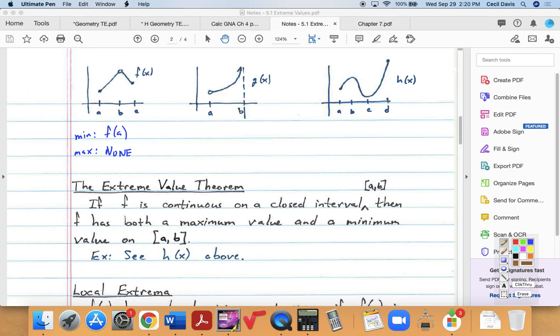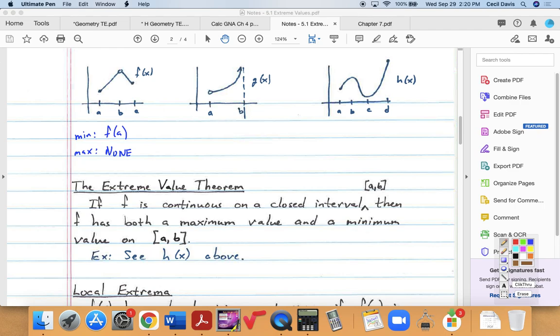So this one is bounded by the limit as x goes to b of f of x. That's the upper boundary, but you never get to that upper boundary. Does that make sense? Yeah.